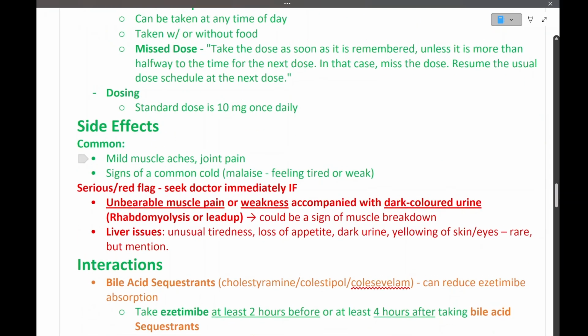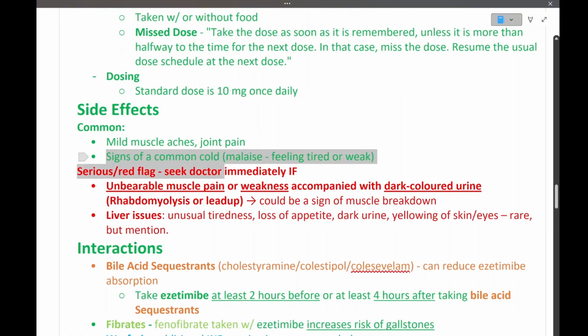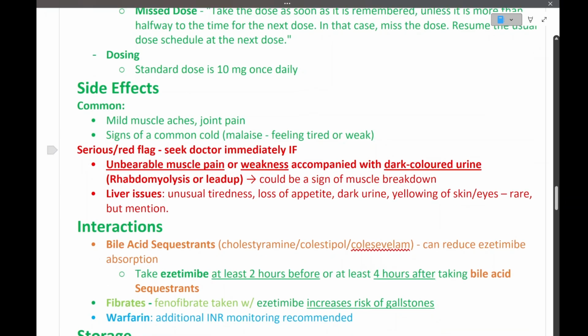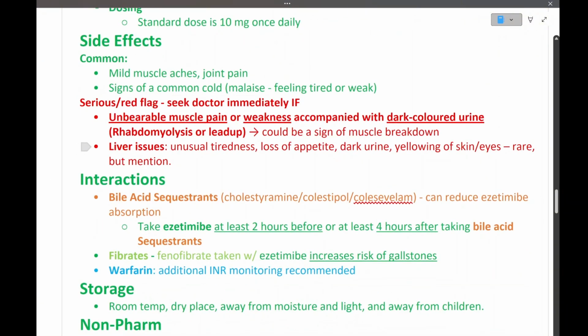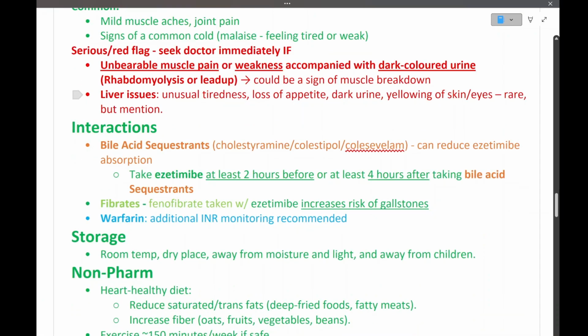The side effects are similar, where the patient may experience mild muscle aches or joint pain, as well as signs of a common cold, usually malaise, like feeling tired or weak. But again, if the patient happens to be experiencing unbearable muscle pain or weakness accompanied with dark colored urine, which is again a sign of rhabdomyolysis or a lead up to it, the patient should seek medical help immediately. You also want to monitor for hepatotoxicity.